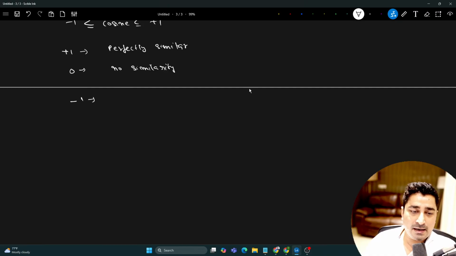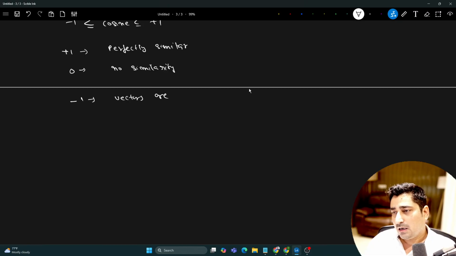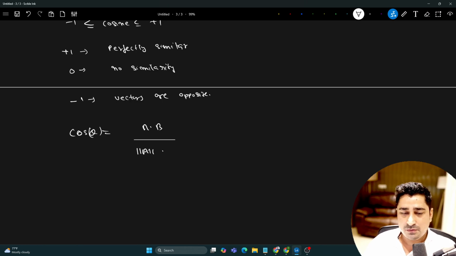And if it is -1, you can say that the vectors are opposite to each other. So the two data sets which we are trying to compare are going to be opposite to each other. Now angle wise, as we know, cos theta is nothing but a dot b divided by the length of vector a into the length of vector b, right?